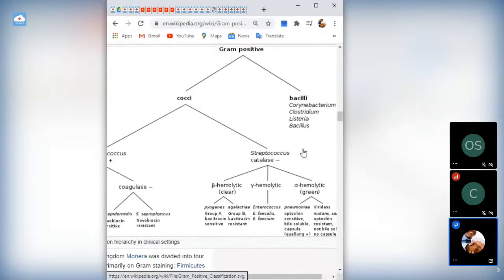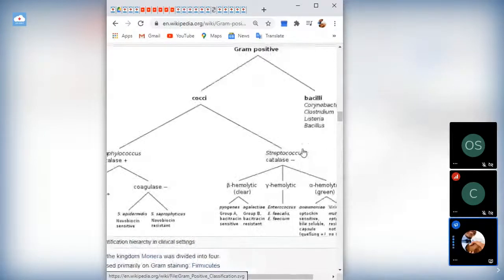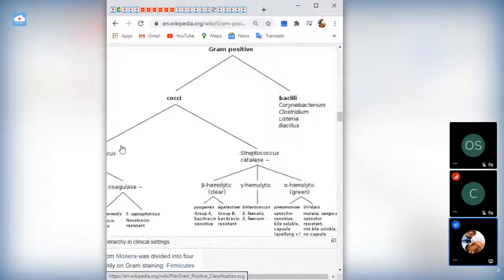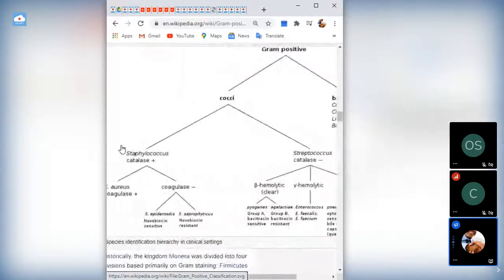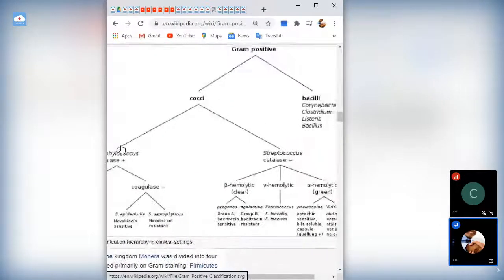So essentially, classification of gram-positive organisms. Essentially we have about six gram-positive organisms, classified broadly into cocci and bacilli.